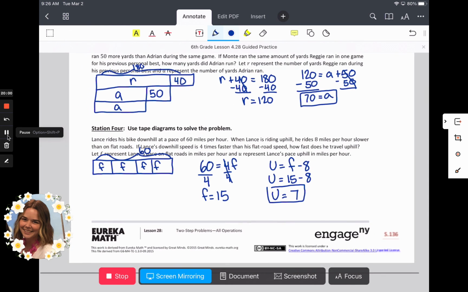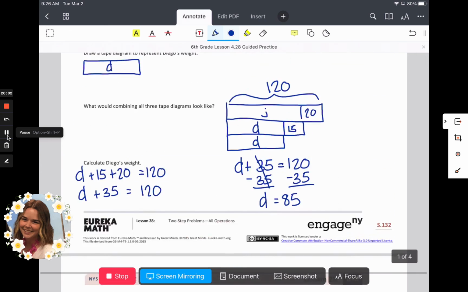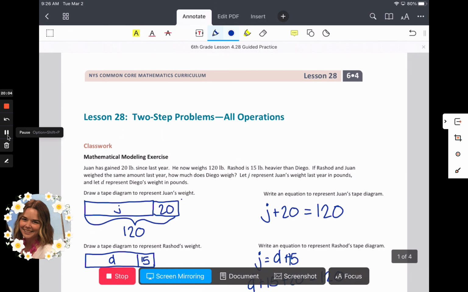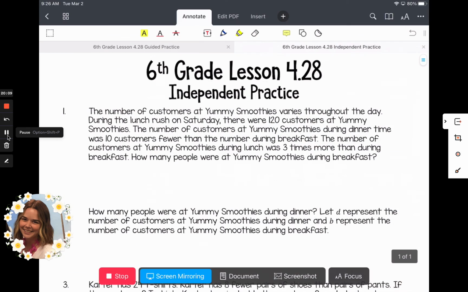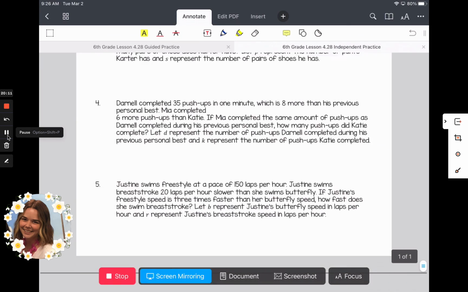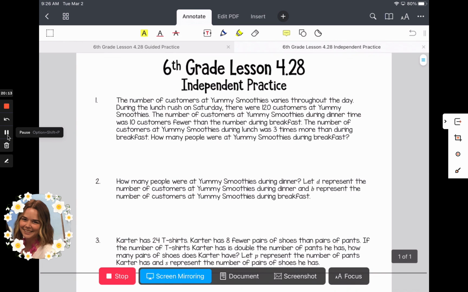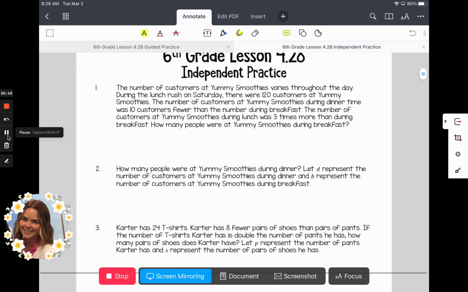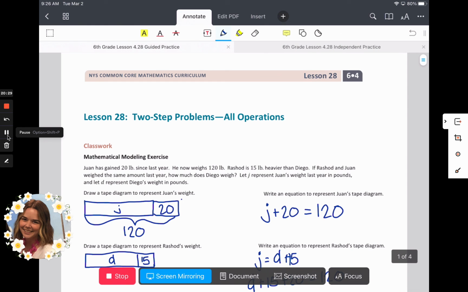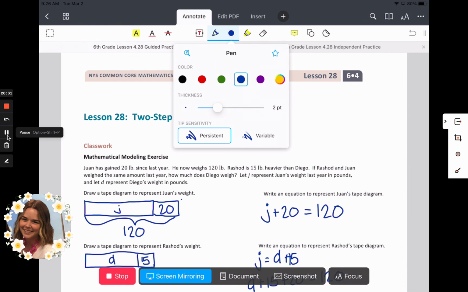Alrighty, so that is lesson 28. Real quick, let's take a look at your independent practice. You have 5 questions. You can solve them in any way that you would like, with tape diagrams, with an equation, however you want. If you need extra space, make sure that you turn that in as well so I can see your work. If you run into any problems or have any questions, please let me know. I am here and I am happy to help.